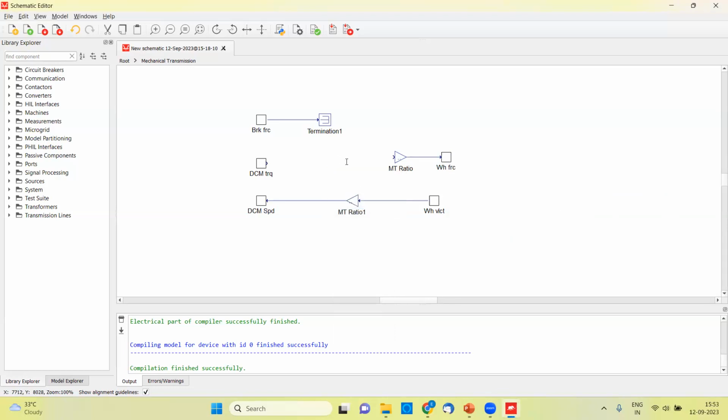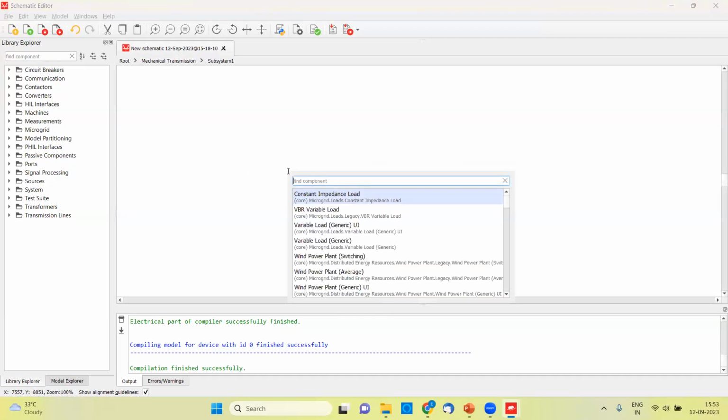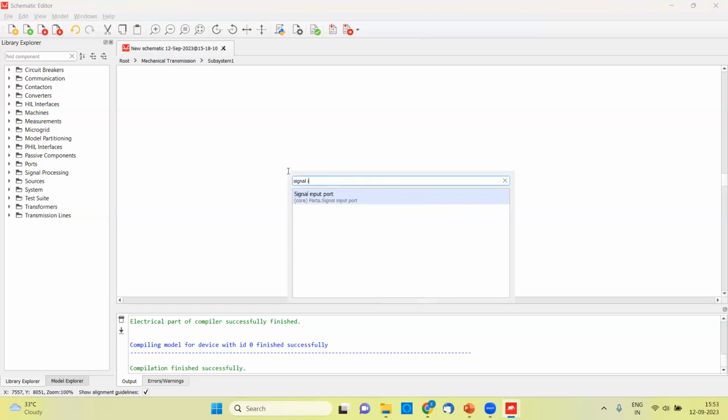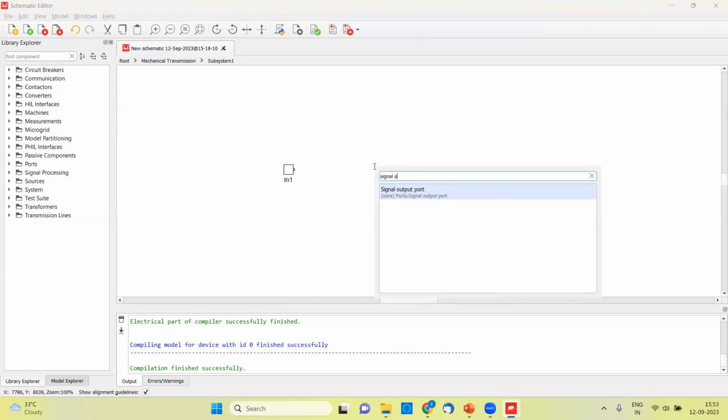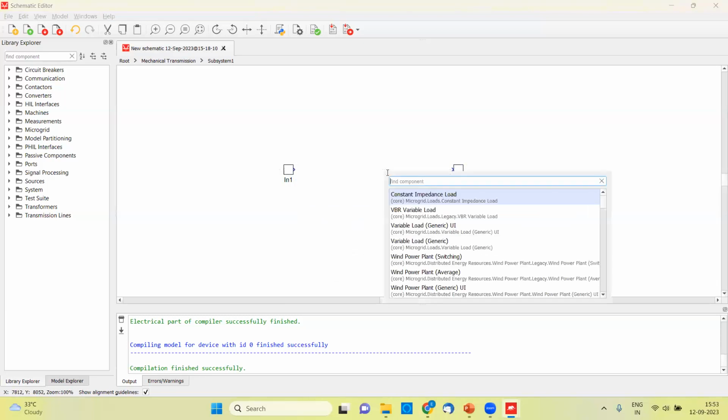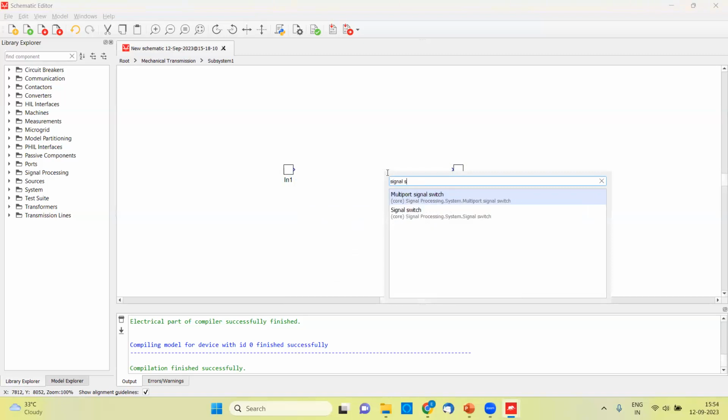Now, between these two blocks, I'm having one efficiency subsystem block. So I'm first going to use one subsystem. Inside this subsystem, I'm going to model my efficiency, but that I'll do in a moment. I'm taking one signal input and one signal output. Now there is one signal switch over here. If I search for signal switch, you will find it in the library by this name.